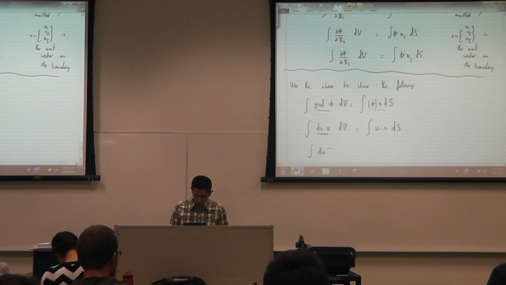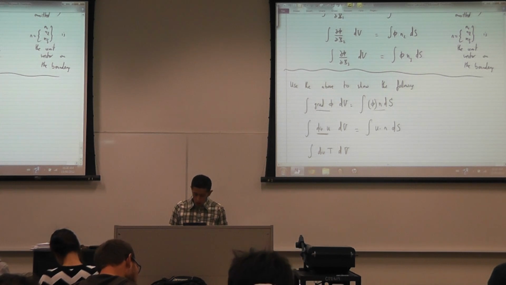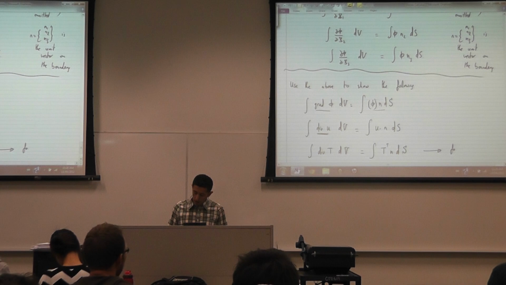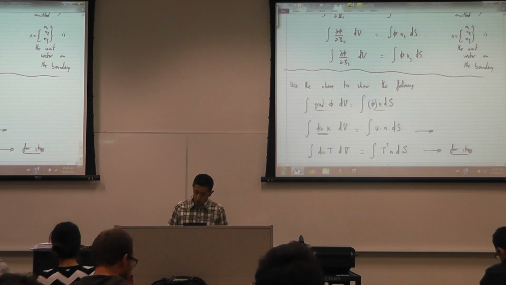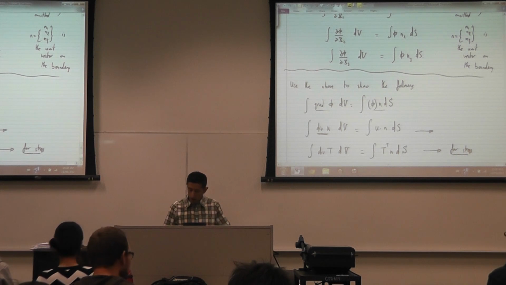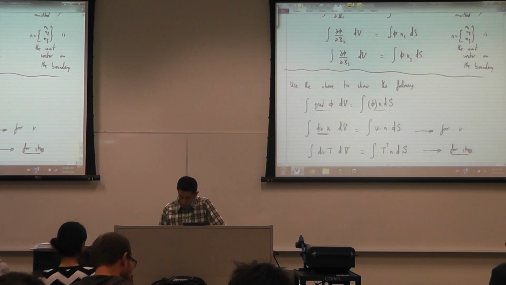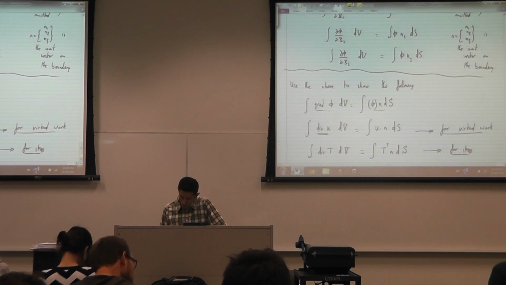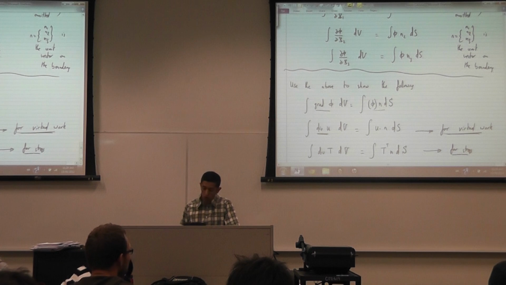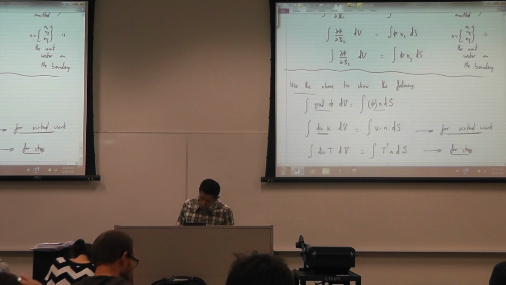The divergence of T was a vector. If I integrate each component on its own, I will get the integral of T transpose n ds. This I will use for stress, and this I will use for the virtual work at the end of the term. And so you should know how to do these.